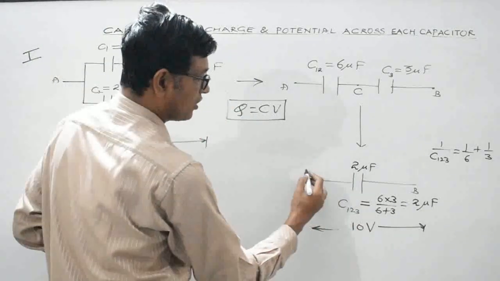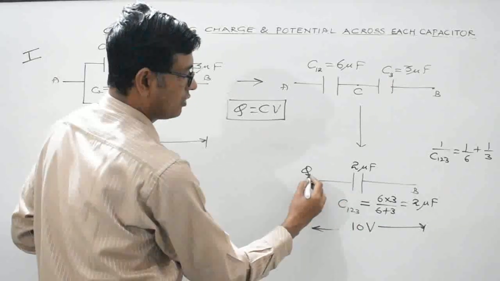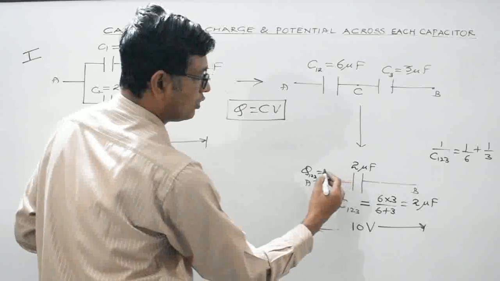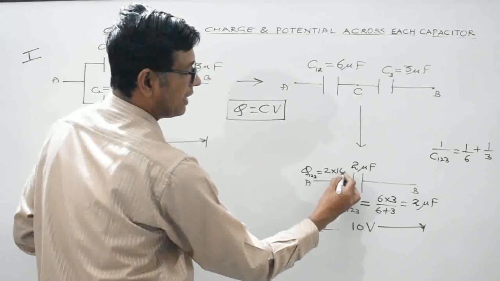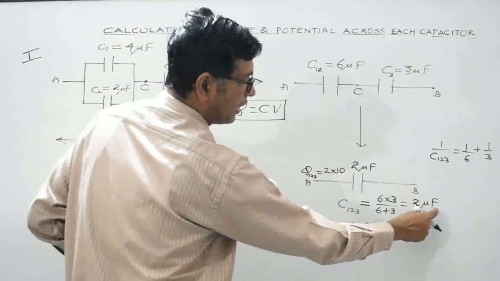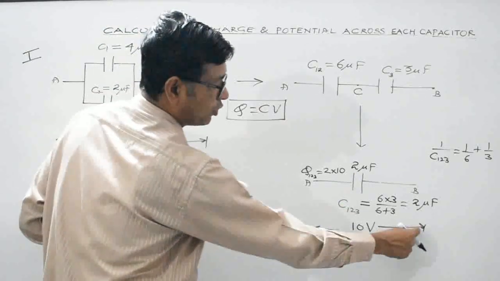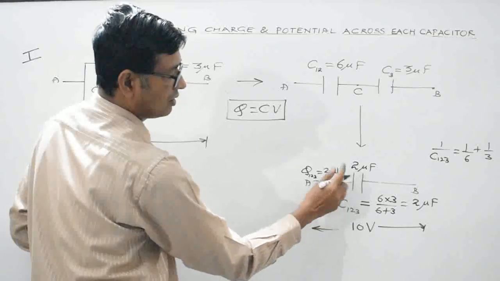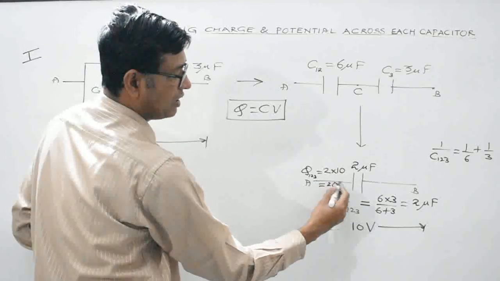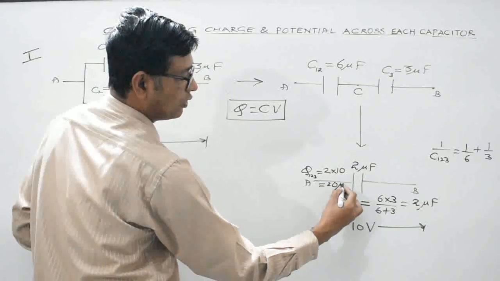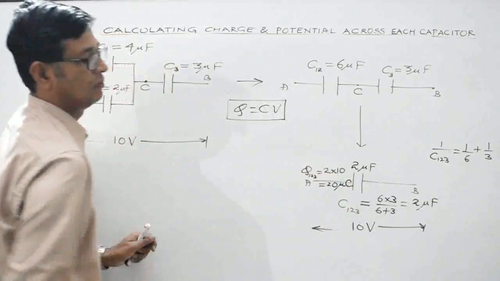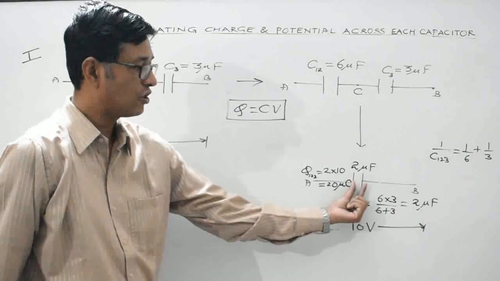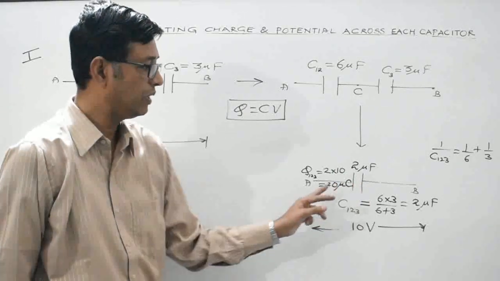So what about the net charge? It will be equal to C into V net, that is 2 multiplied by 10. Isn't it? 2 microfarad multiplied by 10 is the potential. Q equals CV. C is 2, V is 10. So it is 20. Don't forget to write the unit: microcoulomb. Is it clear? The net charge on this plate of this capacitor would be 20 microcoulomb.